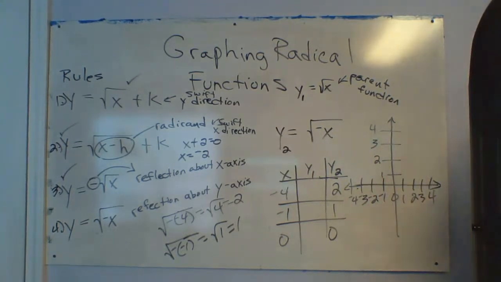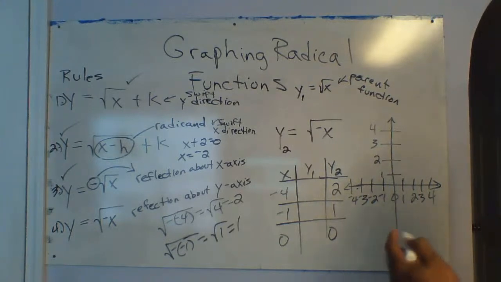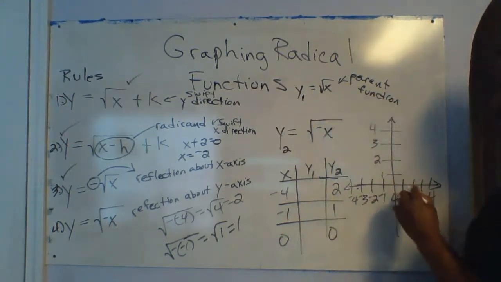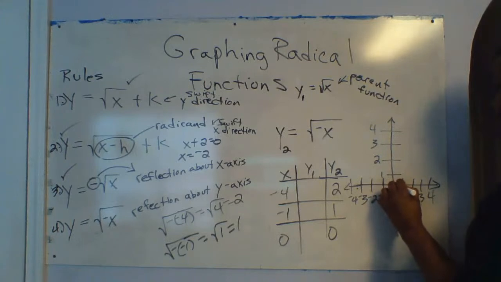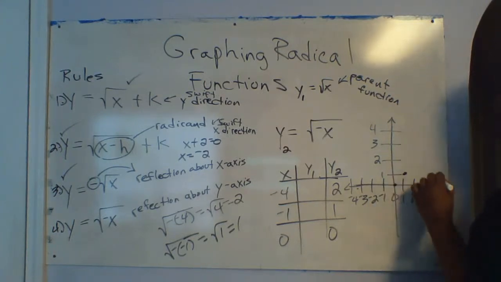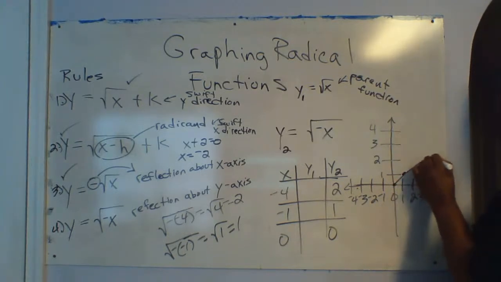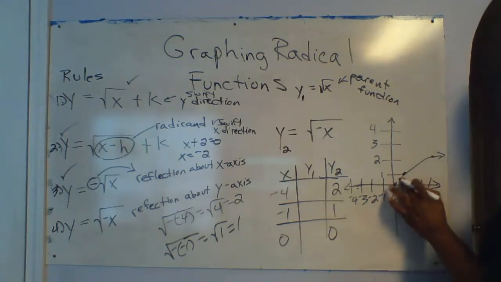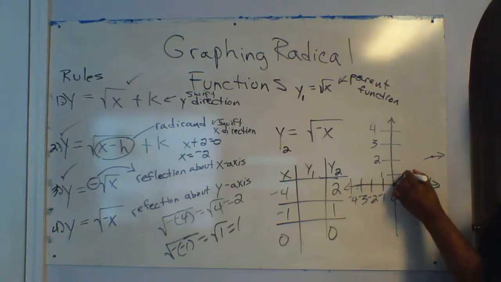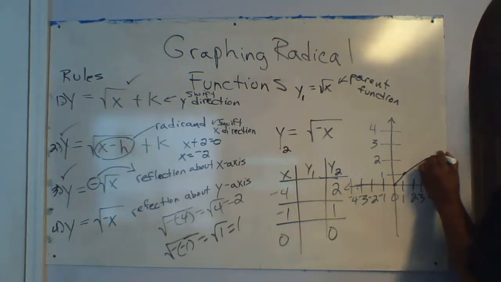All right. So if I do negative 4, we know my parent function is going to look like this: (0, 0), (1, 1), (4, 2). So it's going to look like this. Ooh, that's a little ugly. Sorry. It's going to look like this.